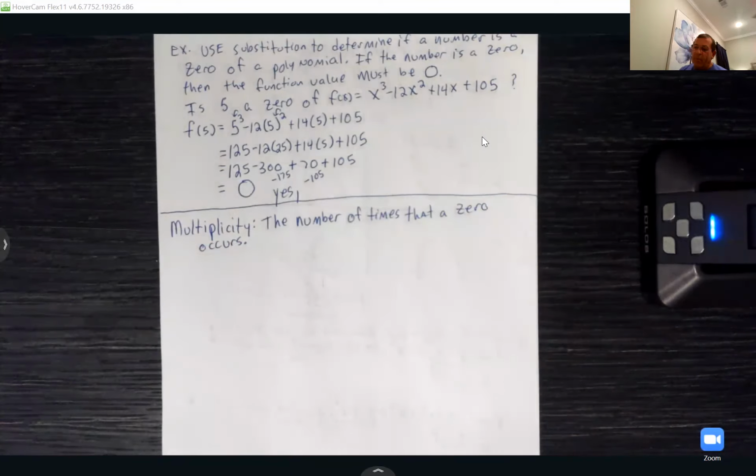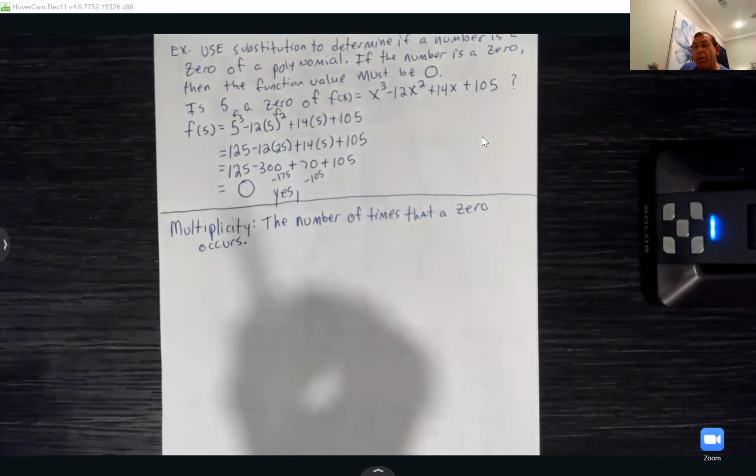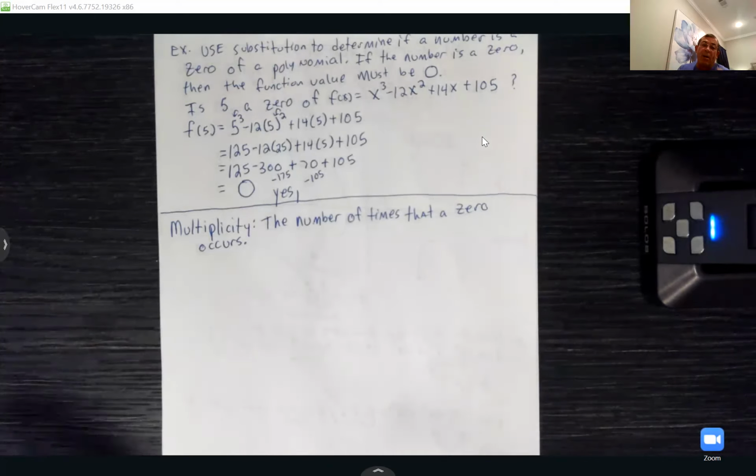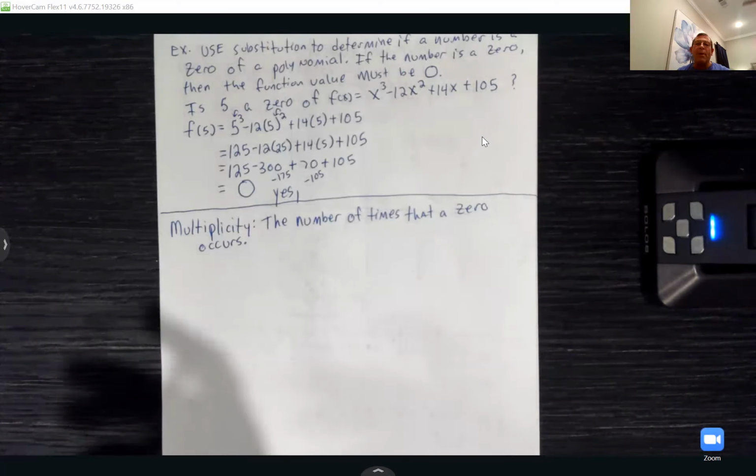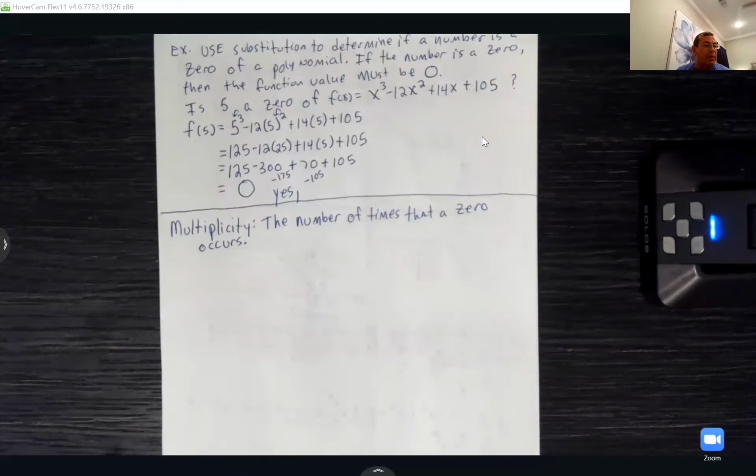Okay, so remember when I had x plus 2 squared, if I was to solve x plus 2 and set it equal to 0, I'd have gotten negative 2 for the 0, but it would have had a multiplicity of 2 because it was being squared, and I would have had 2 sets of them parentheses, okay? So just remember, the multiplicity is just how many times my 0 occurs.